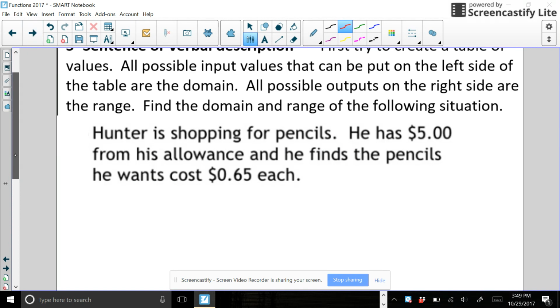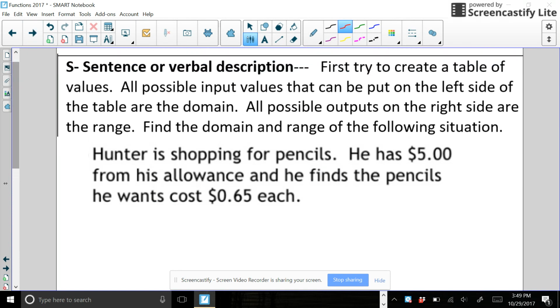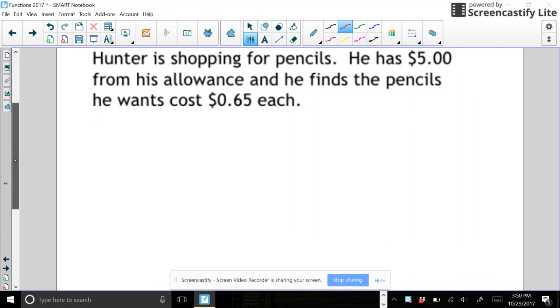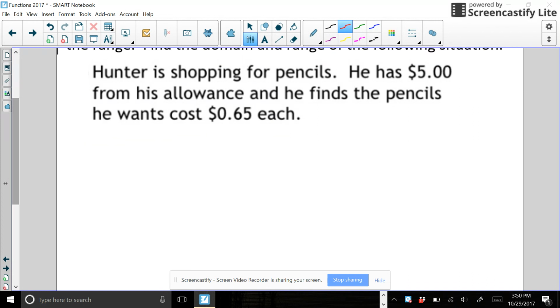Okay, let's do the last one, which is a sentence. It says, first try to create a table of values. All possible input values that can be put in the left side of the table are going to be your domain, and then all possible outputs on the right side are going to be your range. So we're going to find the domain and range of this situation. It says Hunter is shopping for pencils. He has $5 in his allowance, and he finds the pencils he wants, and they cost 65 cents each. So making a table of values, our input here is the number of pencils that he buys, and our output is going to be our cost.